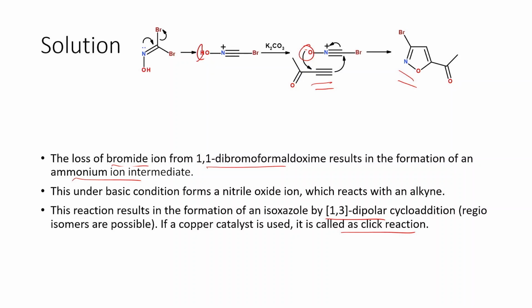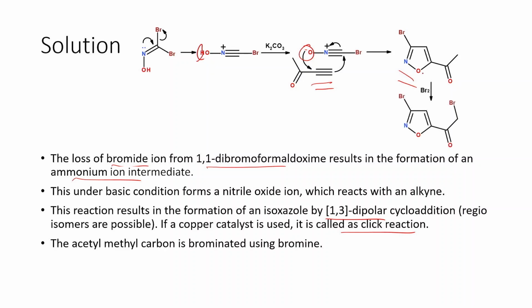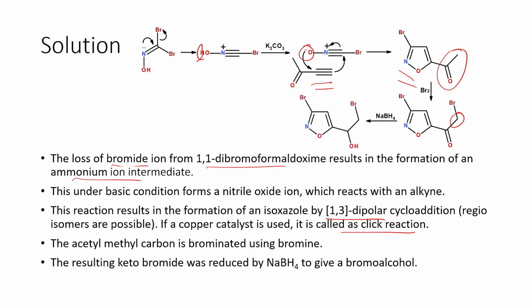So this is the crucial reaction which is happening, and once the isoxazole is formed, we have an acetyl unit that is present. The bromination of this acetyl unit happens on the methyl carbon, and we have the bromo ketone that is formed. And once the bromo ketone is formed, this is reduced by sodium borohydride to the corresponding alcohol unit. So the crucial thing is that first we have to treat this particular intermediate with potassium carbonate, followed by reaction with the alkyne. So that means option 1 is the correct one for this particular example.